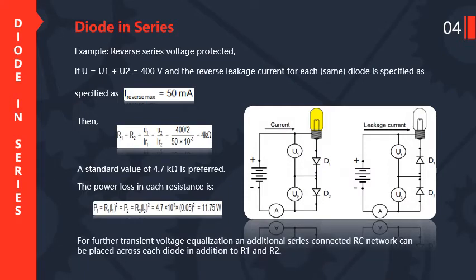For further transient voltage equalization, an additional series connected RC network can be placed across each diode in addition to R1 and R2. So this is a simple diagram. The two diodes D1 and D2 are connected in series. U1 is the voltage across the diode D1, U2 is the voltage across the diode D2.